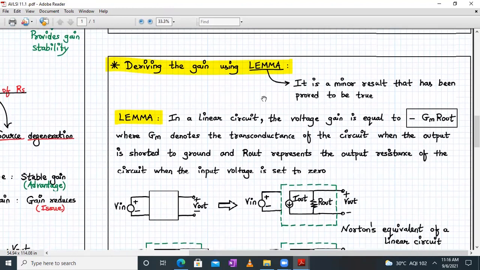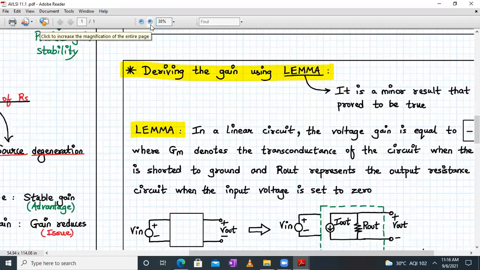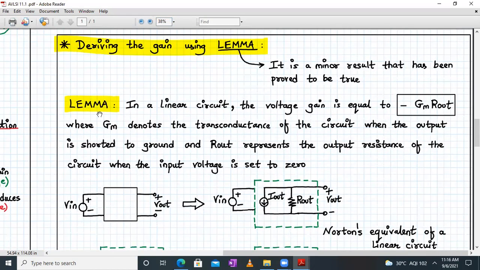Now, we will be deriving the small signal voltage gain using a lemma. So what is a lemma? A lemma is a minor result that has been proved to be true. So let us see what this lemma is. The lemma is that in a linear circuit, the voltage gain is equal to minus Gm into R out, where Gm denotes the transconductance of the circuit when the output is shorted to ground, and R out represents the output resistance of the circuit when the input voltage is set to ground.